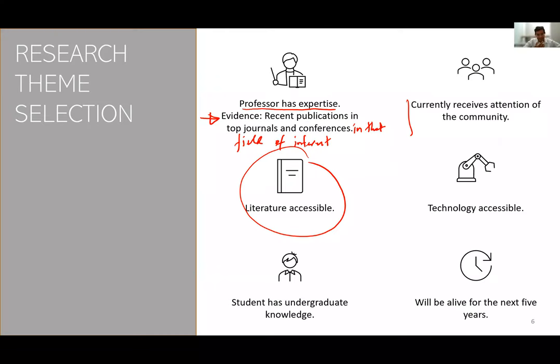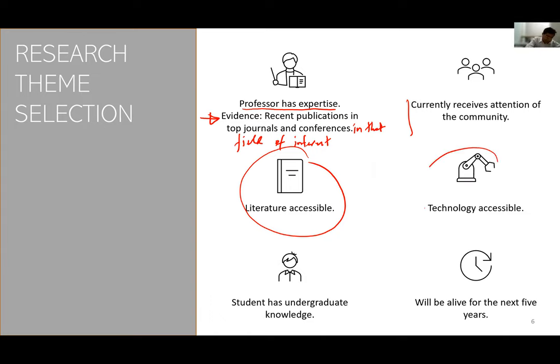That means the journals and conferences are not accessible to you, through your university or through some other websites. Okay, some areas are free. For example, computer vision is free for all people to access. If they are not accessible, then you are walking in the dark, and so it's a very bad area to be in. So you should not select that area as a thematic area for your research.